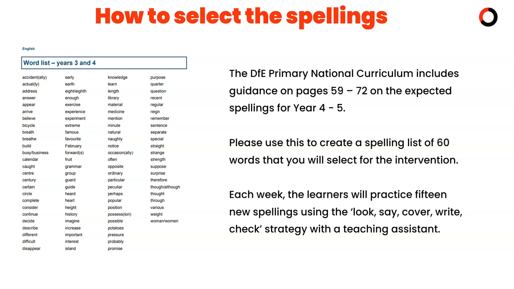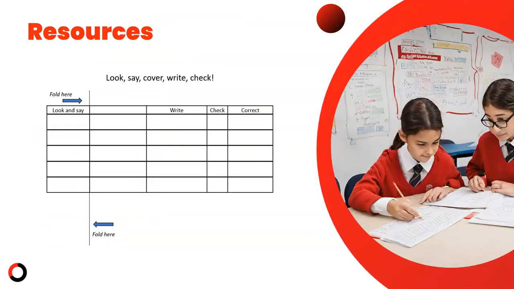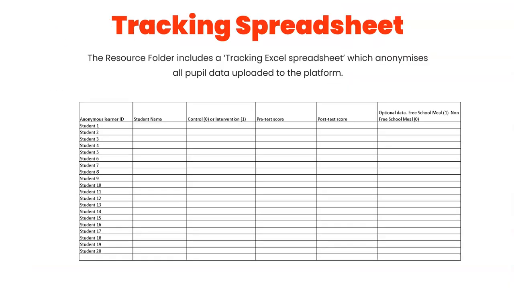So how to select the spellings. The DfE Primary National Curriculum includes guidance on expected spellings. Use this to create your list of 60 words that you'll select for the intervention, and then you'll use 20 of these for your pre and post assessment. Each week the learners will practice 15 new spellings using the strategy with a teaching assistant. In the resource folder you will find a template that you can use, and you'll find the tracking spreadsheet that allows you to link an anonymized learner ID on the platform to a student in your group. So just on here, identify whether they're control or intervention.